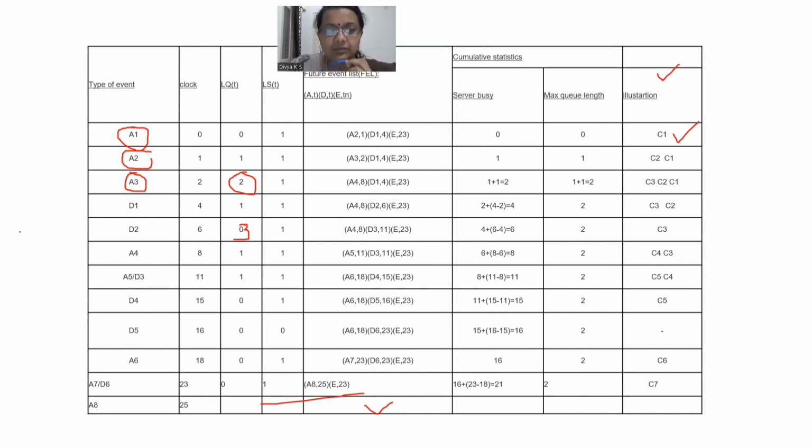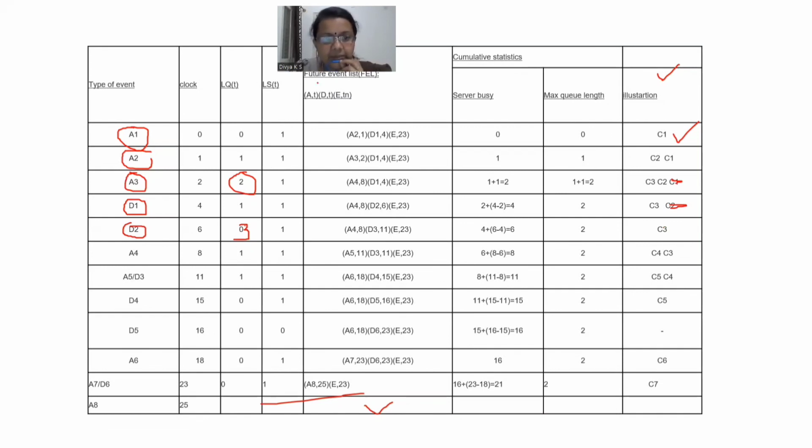Then this many people came and next one person departs. Who will depart? In my queue, only the first person will go, right? If A, B, C are standing, who will be served first? Person A will go. So in this queue, C1 goes first. What will be the answer now? C3 and C2. Okay. Now one more departure happened. Which person will go? C2 will go, C3 will be there.